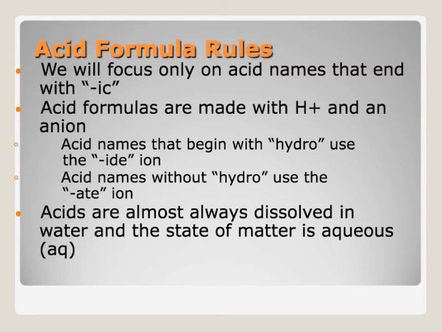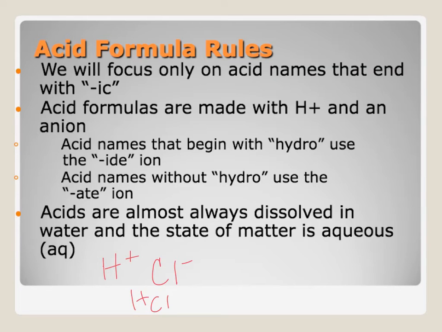Hydrochloric acid, which means it's H plus. It's always H plus, any acid, H plus. And then it's hydrochloric. So if it's hydrochloric, you're going to put it with the chloride ion, not the chlorate ion, the chloride ion. And so it'd be H plus and Cl minus, that's HCl. And that is our most important acid. If you remember no other acid, you should know HCl off the top of your head.